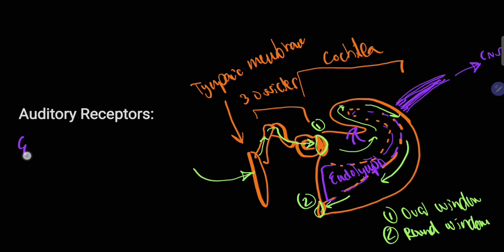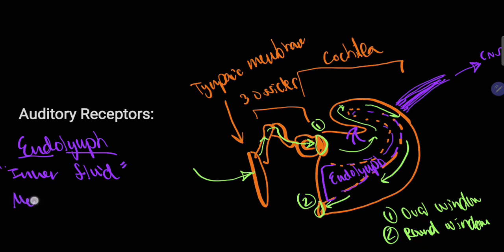Let's write that term over here. Endolymph. If we think about lymph nodes or our lymph system, lymph is a type of fluid. So in this case, we have this inner fluid. Endo means within. So this is fluid inside that inner structure called the membranous labyrinth. So keep that term in mind for structures of the cochlea.